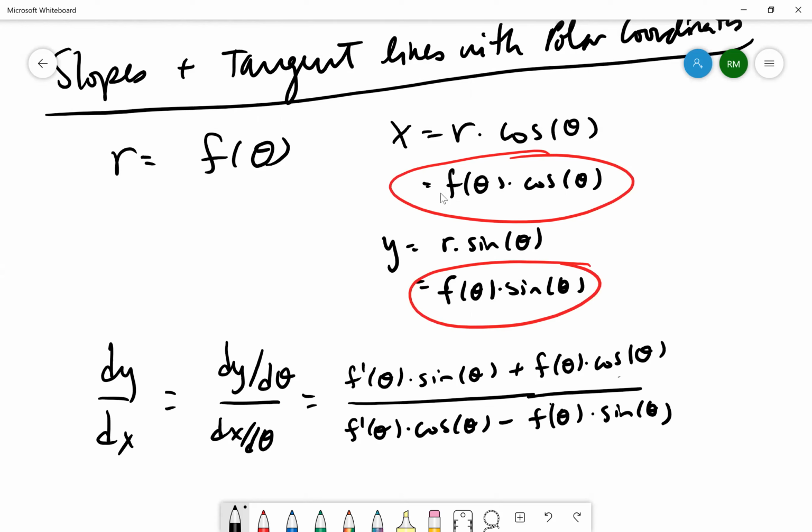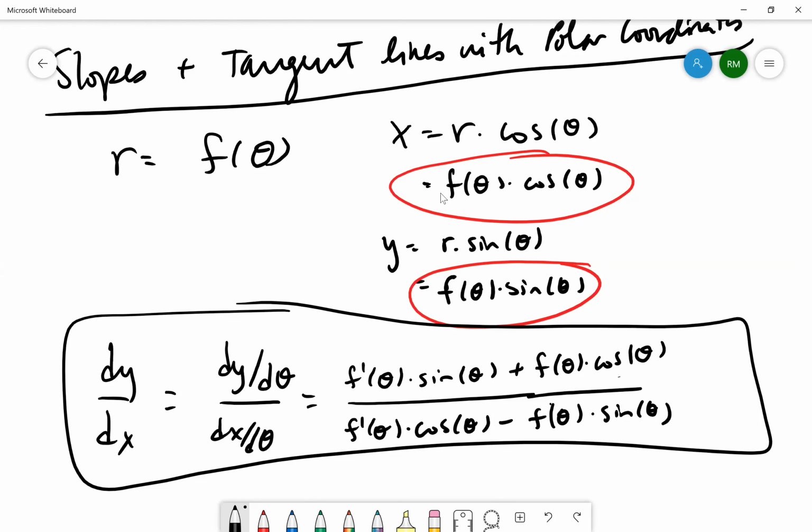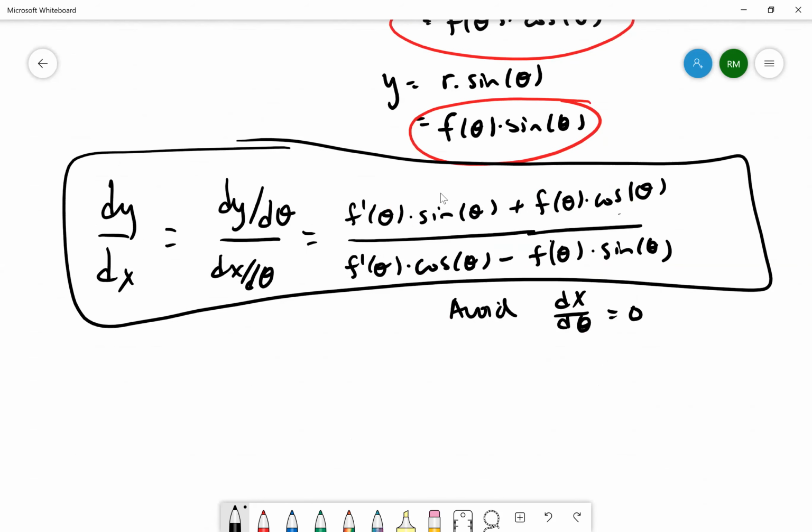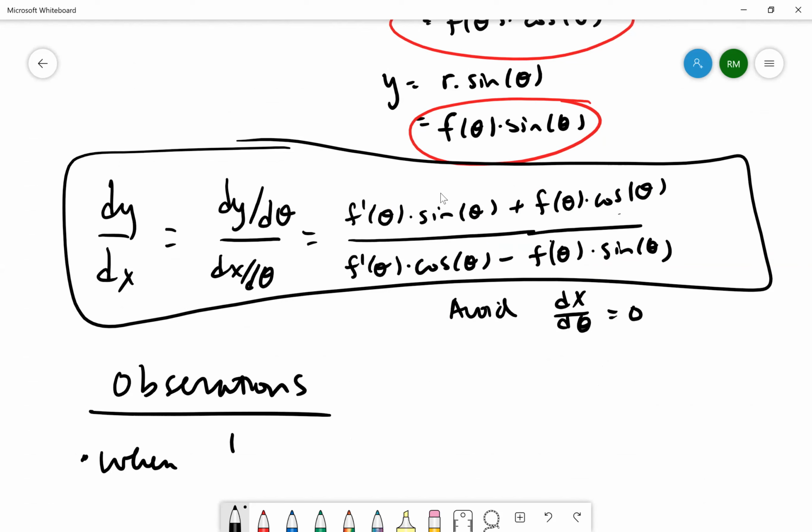I get this lovely expression for the slope of my polar graph at theta. So obviously we want to avoid places where dx d theta is 0. But we actually can make the following observations about what's going to happen. Whenever dy d theta is 0 and dx d theta is not 0, we're definitely going to get a horizontal tangent line.